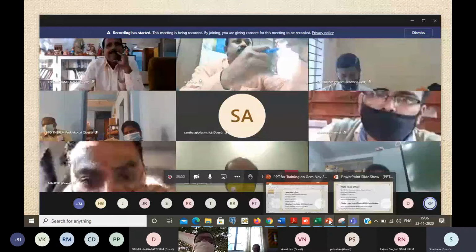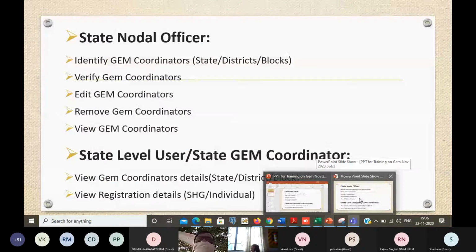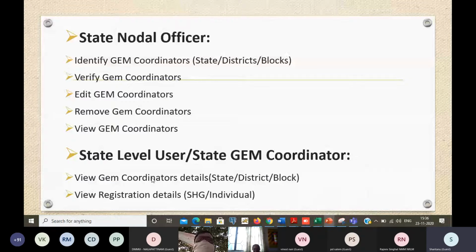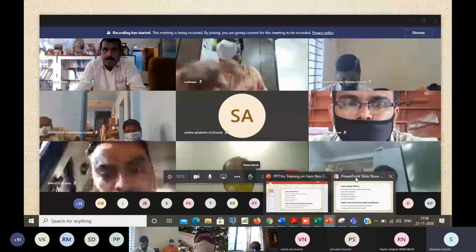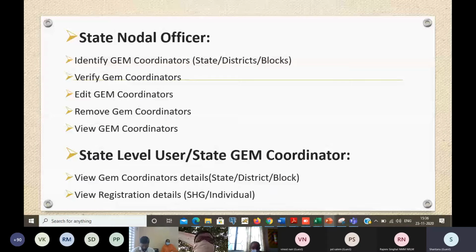So at the state level, the state GeM coordinator can have the following activity. The state GeM coordinator can see who the GeM coordinators are, after verification, who is verified and who is not verified. He can also see how many SHGs have been registered, and for which district or which block they are registered.